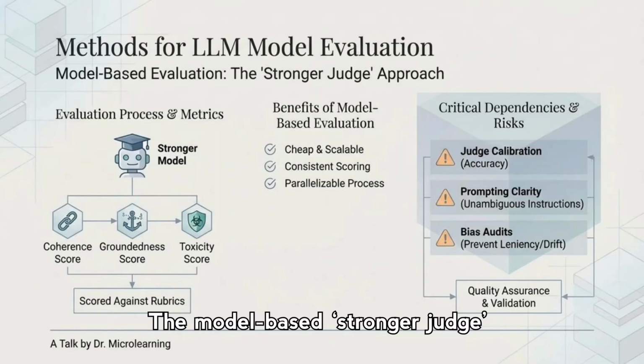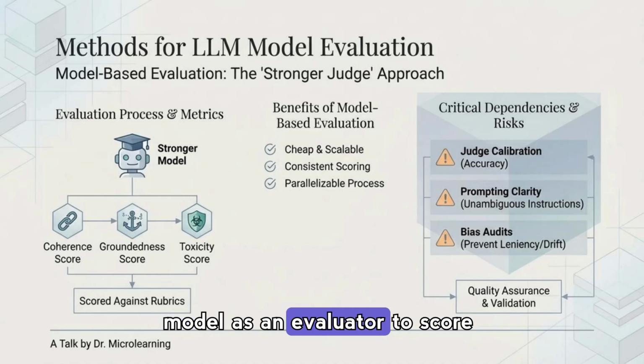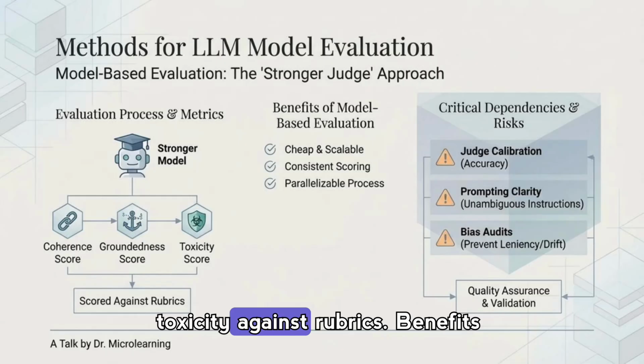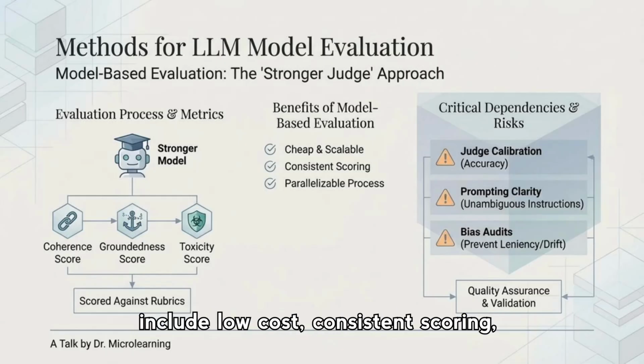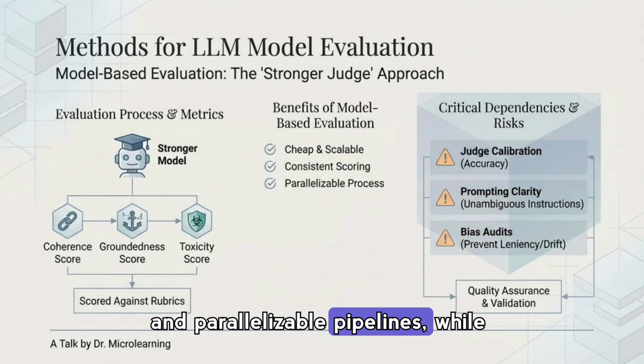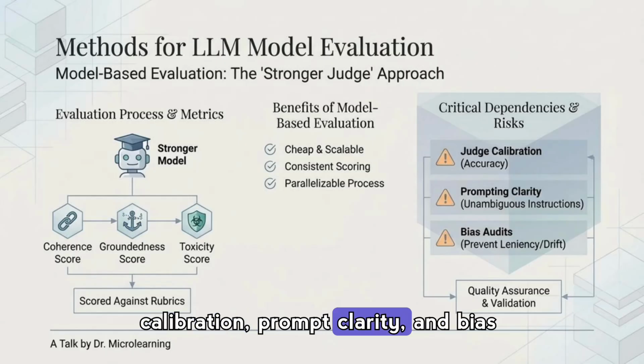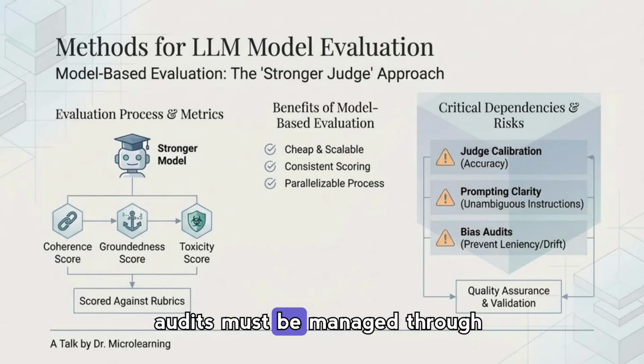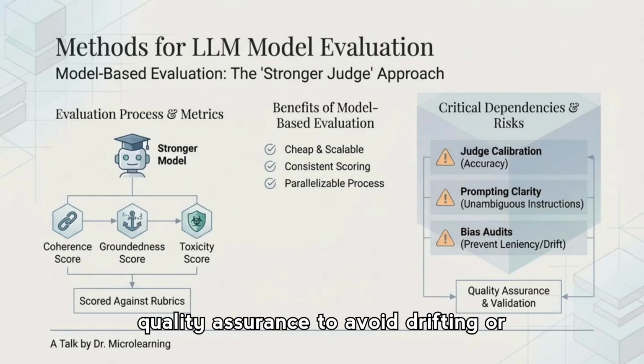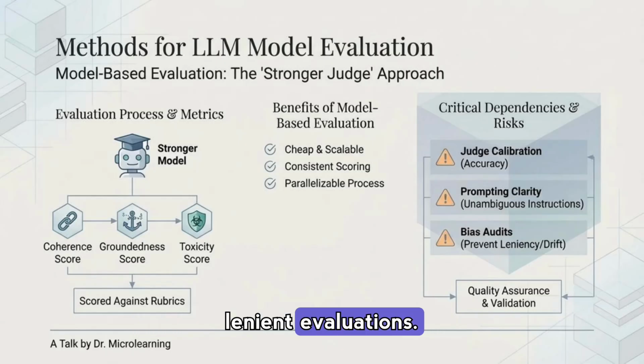The model-based, stronger judge approach uses a more capable model as an evaluator to score coherence, groundedness, and toxicity against rubrics. Benefits include low cost, consistent scoring, and parallelizable pipelines, while critical dependencies like judge calibration, prompt clarity, and bias audits must be managed through quality assurance to avoid drifting or lenient evaluations.